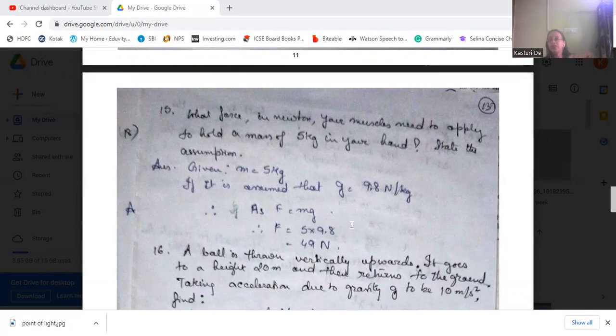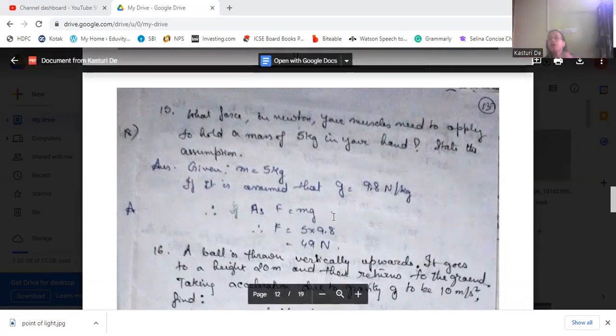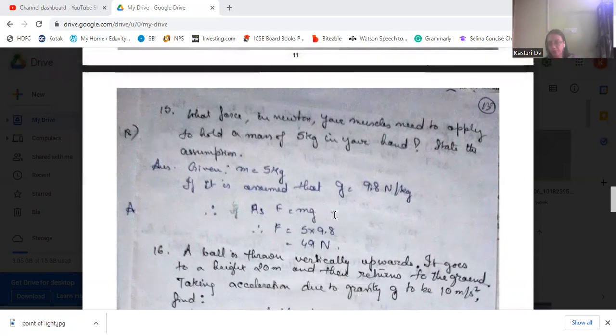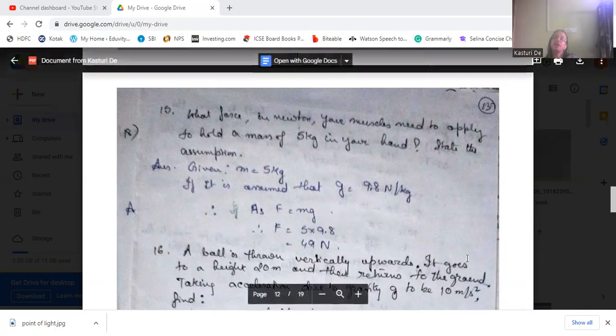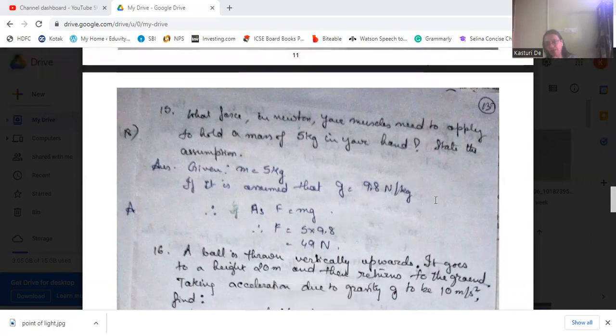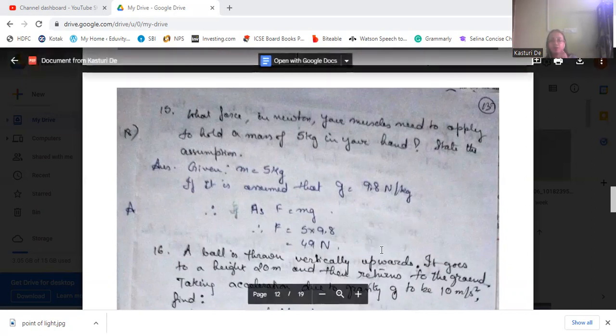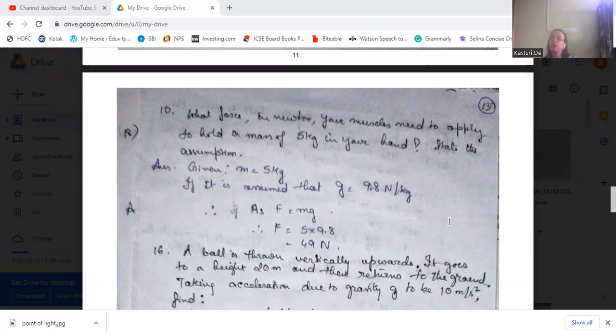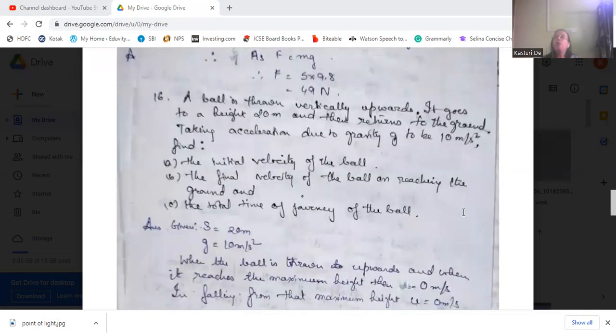So we see that F is equal to mg, where g is 9.8 meters per second square, as it is acceleration due to gravity. So therefore we get 49 Newton, mass into acceleration. The assumption is g is equal to 9.8 meters per second square, or you can say g is equal to 9.8 Newton per kg.